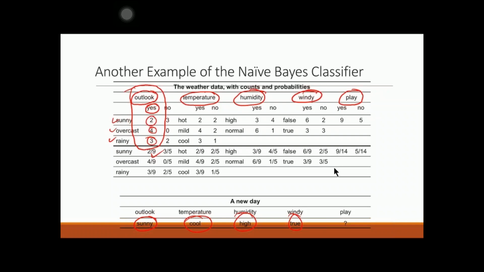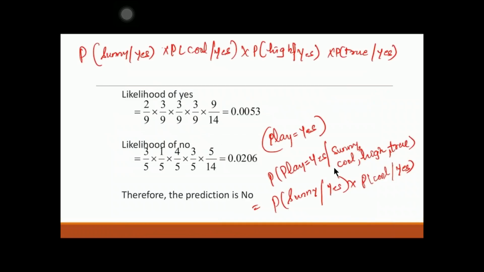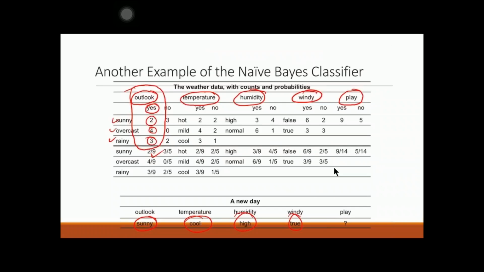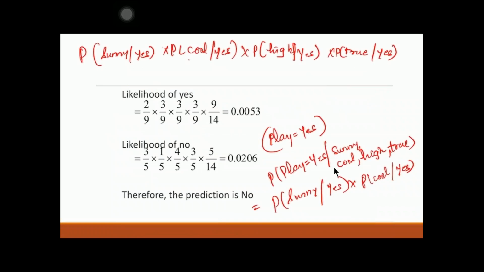Just as an example, what is the probability of this being overcast given yes? You already have the answer, 4 by 9, 3 by 9. Similarly for no, what will it be? 3 by 5, 0 by 5, 2 by 5. Understand? Okay.